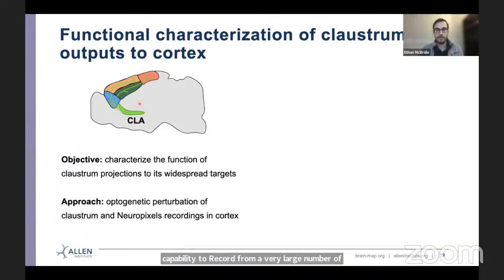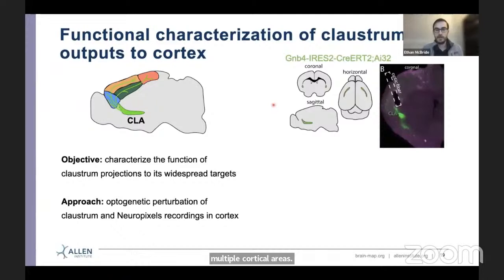With the help of Jackie Kuyat, we implanted optical fibers into the Gnb4 Ai32 transgenic mouse, which expresses channelrhodopsin in the same claustrum cells characterized by Quanxin and others. Shining light onto these neurons causes them to strongly increase their activity. Here is a histology image showing the optic fiber implant above claustrum.